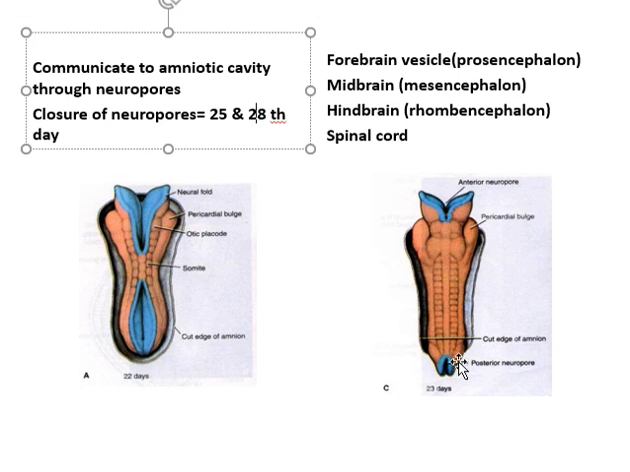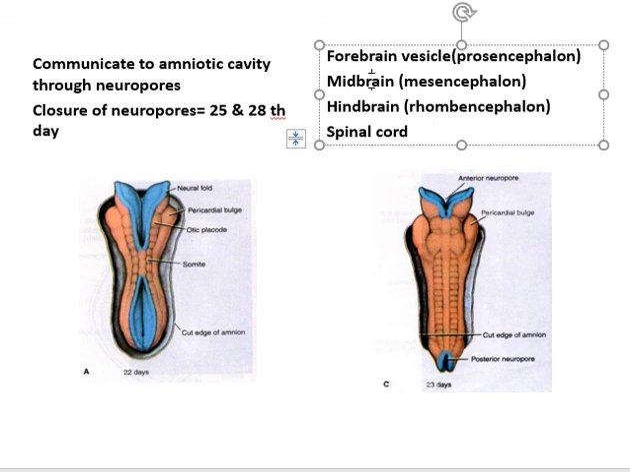This neural tube will give rise to the brain and spinal cord, that is the central nervous system. Cranially, it will expand more as compared to caudally, where it will be in a tapering form. The cranial vesicle will give rise to the forebrain vesicle, midbrain vesicle, and hindbrain vesicle, and the caudal tube-like structure will give rise to the spinal cord.